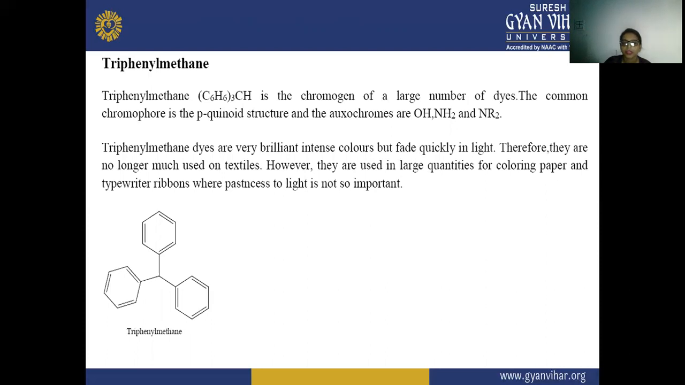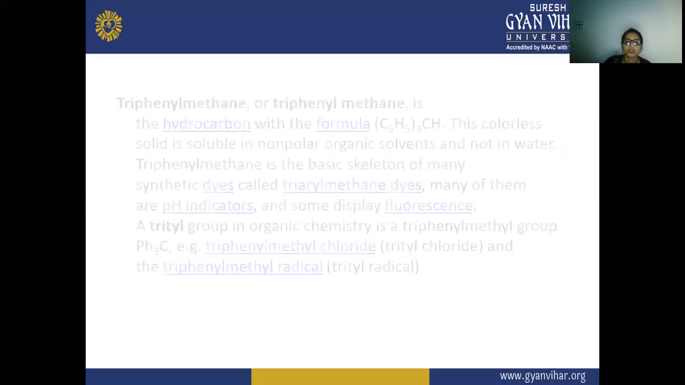Next is your triphenylmethane. This is the triphenylmethane structure and is a chromogen of a large number of dyes, and the common chromophore is the p-quinone structure, and the auxochromes are OH, NH2 and NR2. This gives a brilliant intense color but fades quickly in light. Therefore, they are no longer used on textiles, but in large quantity for coloring paper and typewriter ribbons, where fastness to light is not so important.